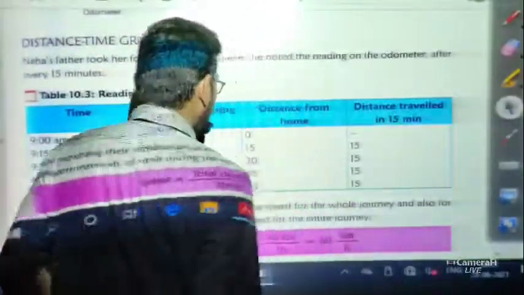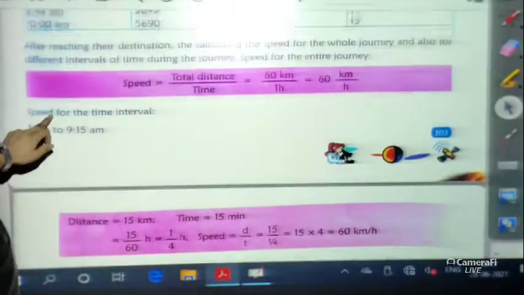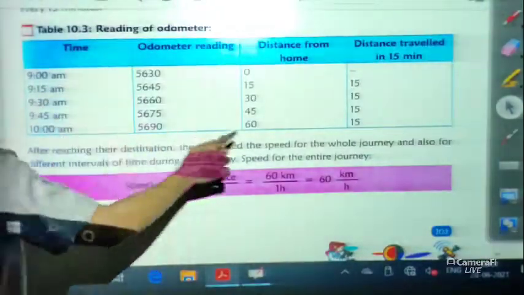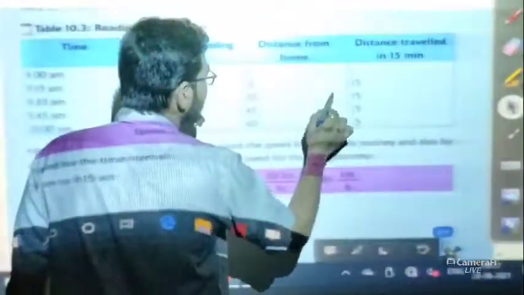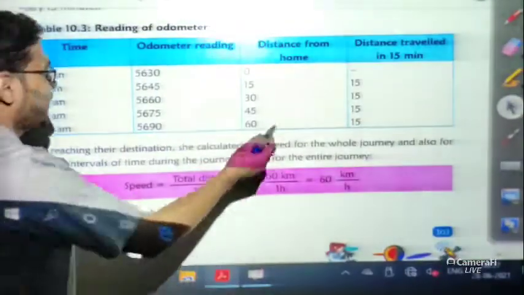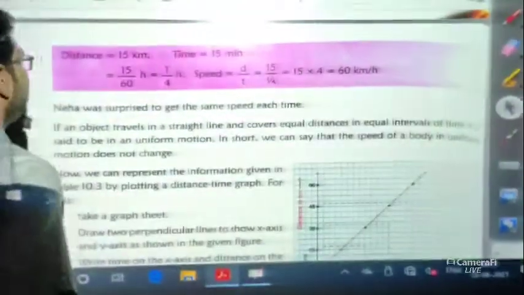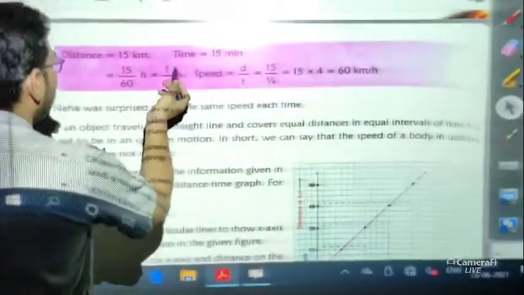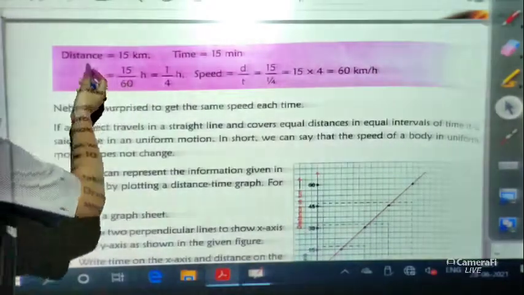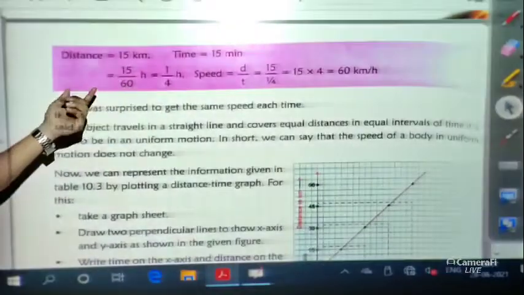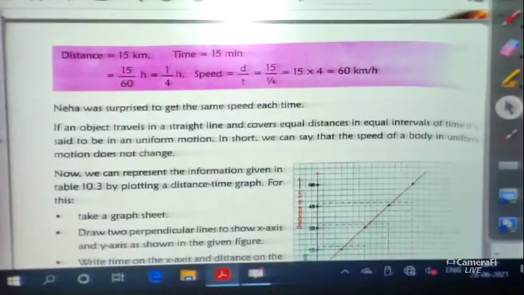Now if we go for the intervals, from 9 am to 9:15 am, you can see here the distance is 15 and the time is also 15. Just have a look. The distance is 15 kilometer, the time is 15 minutes. So we can easily find out the speed. Speed is equal to distance divided by time. So 15 by 60.